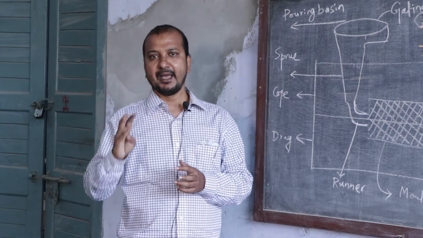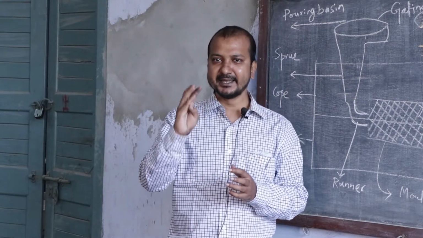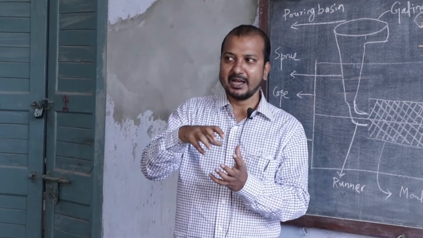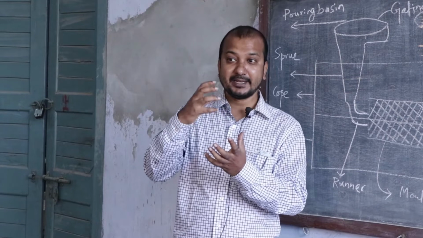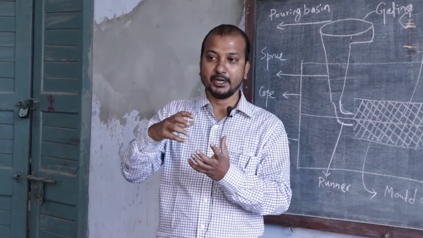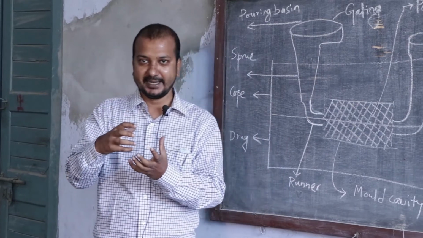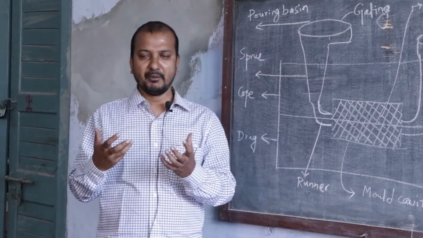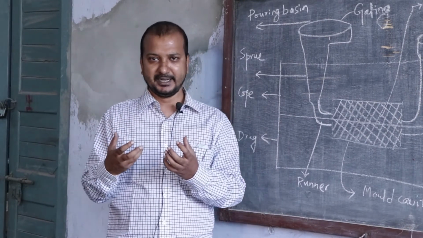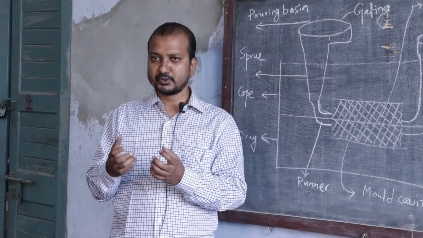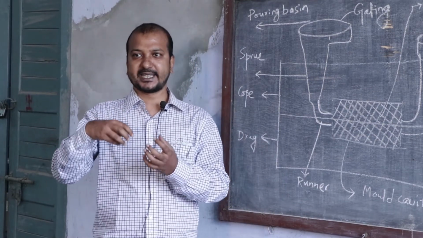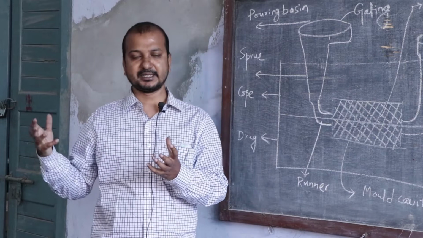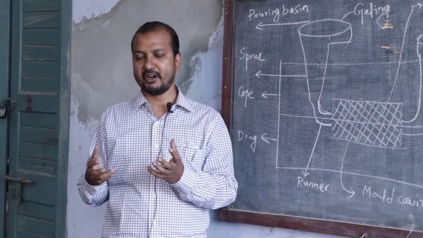Next important thing is permeability. Permeability means the ability to let gases escape from the molten material, because when the material is melted, some gases will be entrapped in the molten material. When it solidifies, the gases must escape from the molten metal, otherwise some defect will be found in the casting product due to entrapment of the gases.